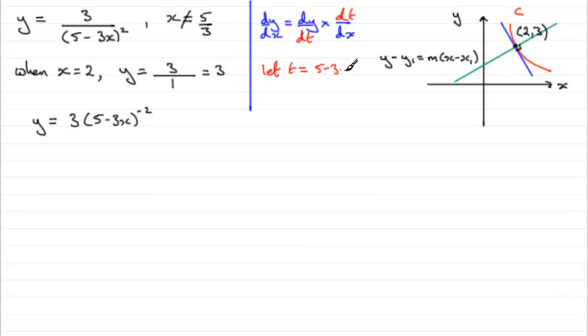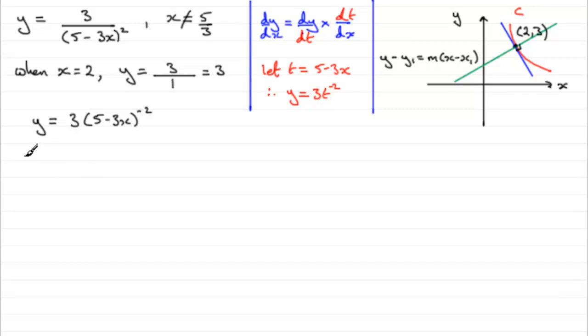Okay, 5 minus 3x. So that means that y equals 3t to the minus 2. So therefore y equals 3t to the minus 2. So this is the chain rule idea. Okay, we'll just kind of separate that. We'll box it off there.